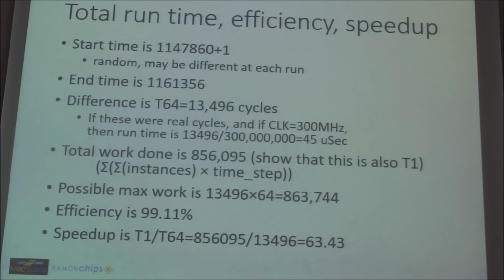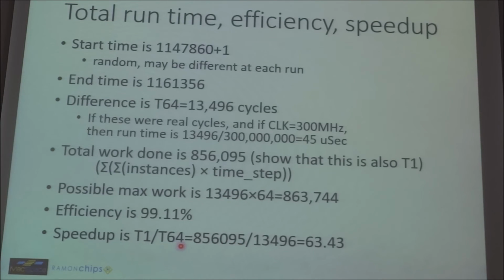The last bullet here says speed up. Speed up is another feature. T1 is the time to run this program on a single core. By the way, we know what T1 is. T1 is this number: 856,095, because this is the total work that was done. If I ran it on a single processor, this is the number of cycles it would take. So T1 is 856,095.